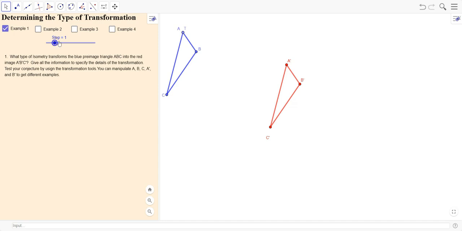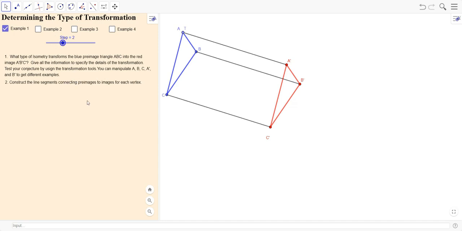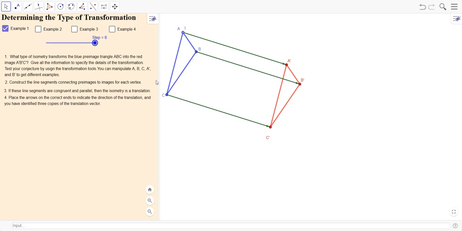The key here is to connect up pre-image to image point with line segments like this. In this case, we notice that all of these line segments are parallel and the same length, and so they are copies of the vectors as long as we put the arrow on the end where the image is, so that the arrow indicates a movement from pre-image to image, and those are three copies of the same vector, and so of course then that is a translation by that vector.